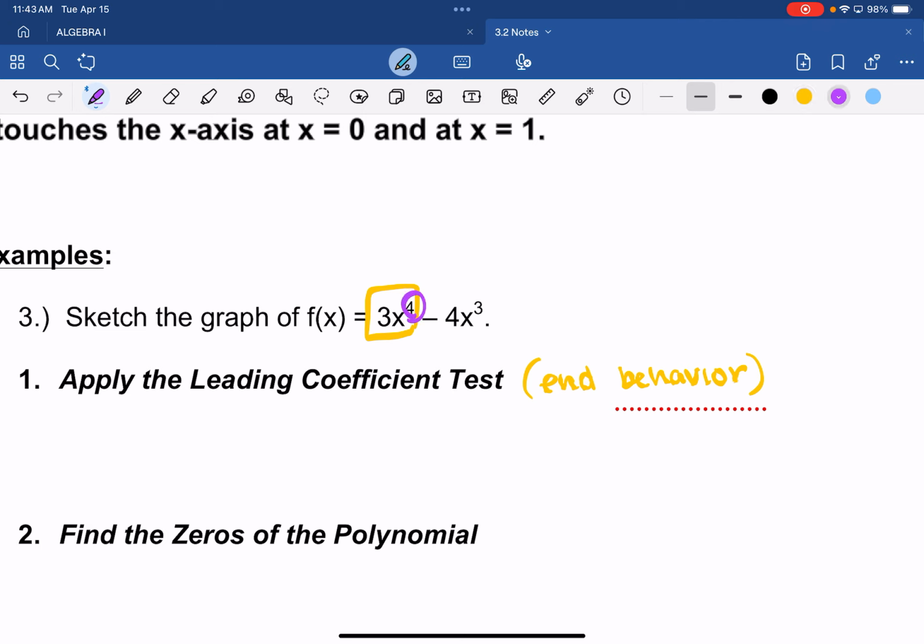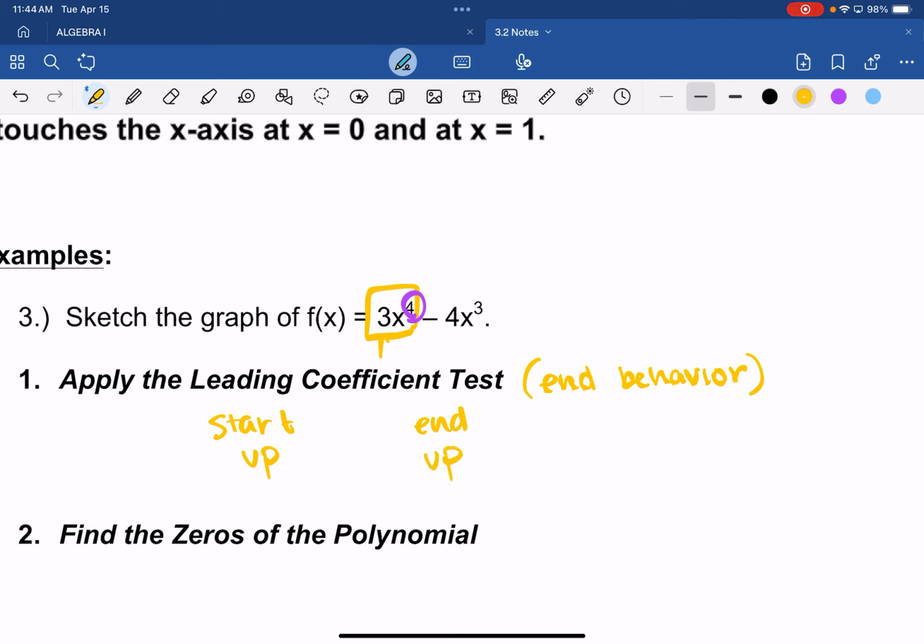My exponent is even. What does that tell me about end behavior? Is it the same or different? The same, because it's even. So it's either up, up, or down, down. I have a positive 3. So what does that tell me? Is it up, up, or down, down? Yep. Start up, end up.